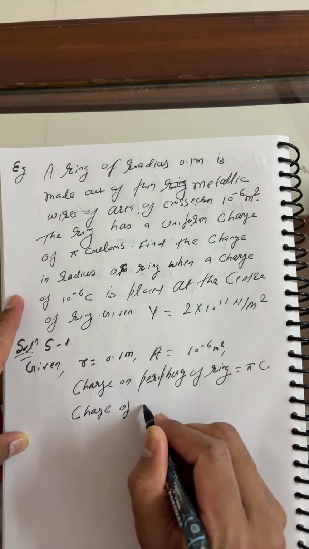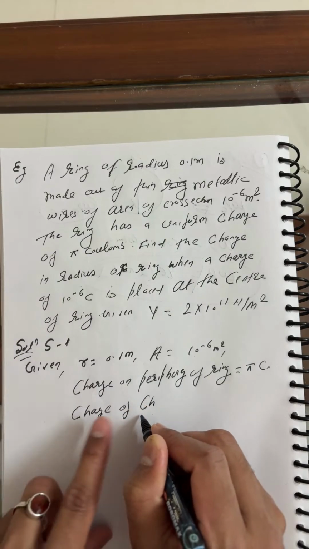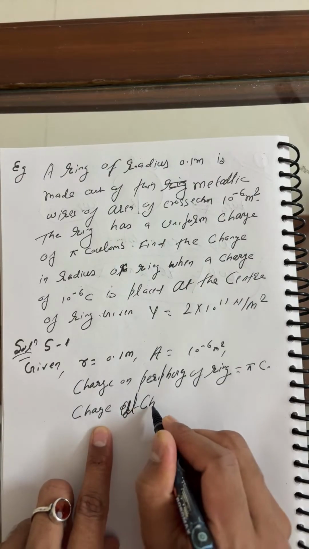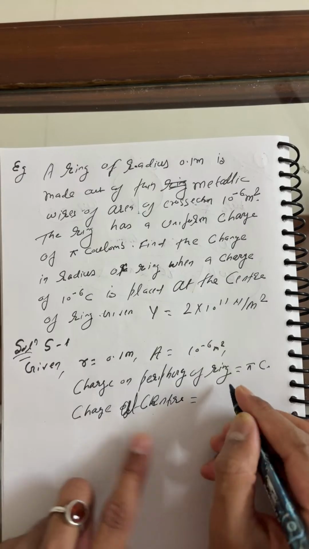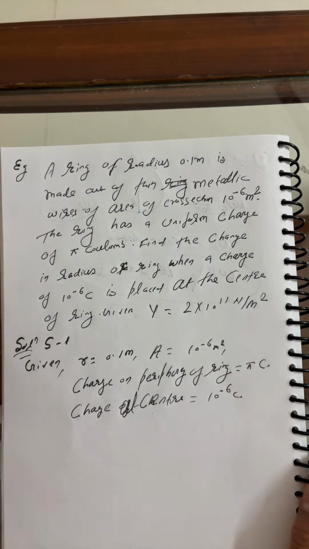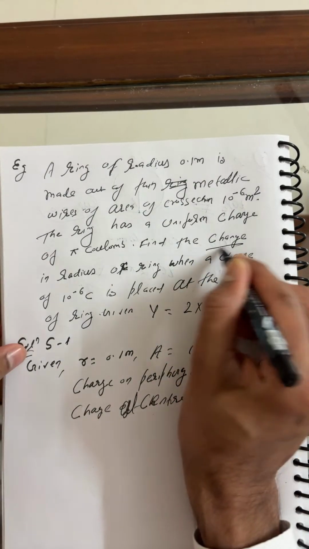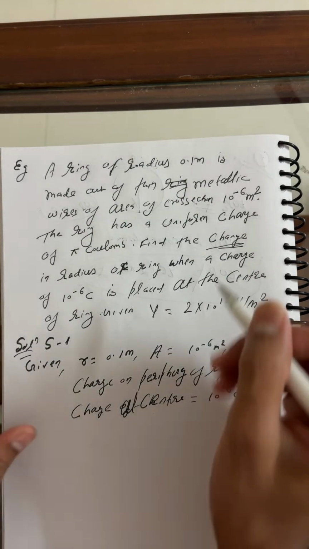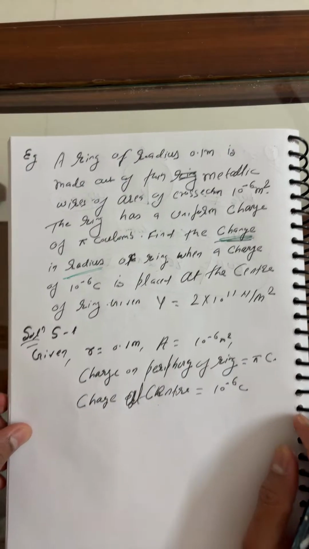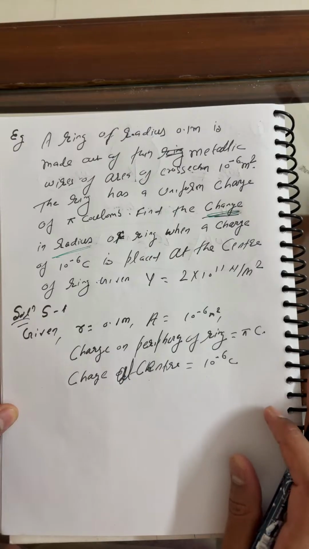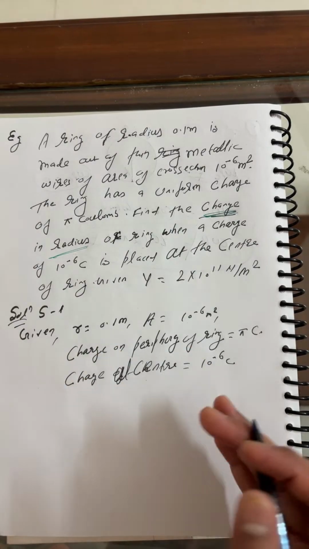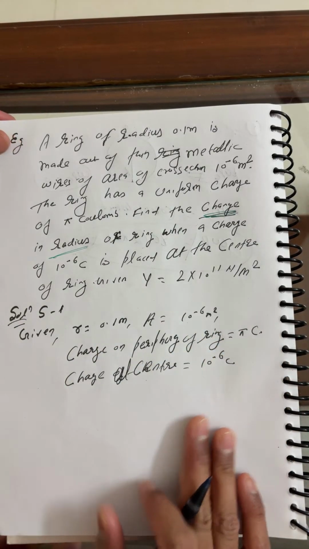Next, location of charge. Charge at the center: that is 10 to the power minus 6 coulomb. So what do we have to find? Change in radius, not radius. We have to find the change in radius. It's not tough here, it's a good question. This is step one. Have a look, it's literally a good question. You can watch the detailed solution anywhere.